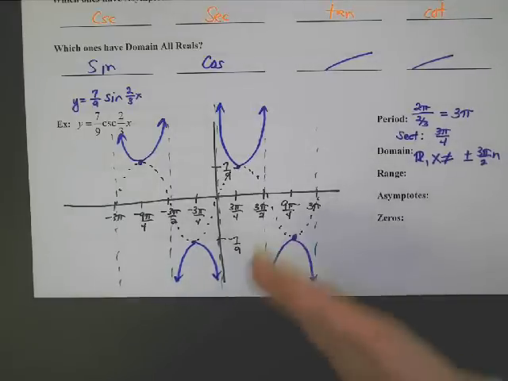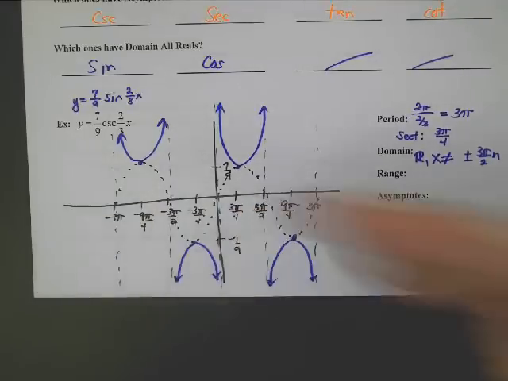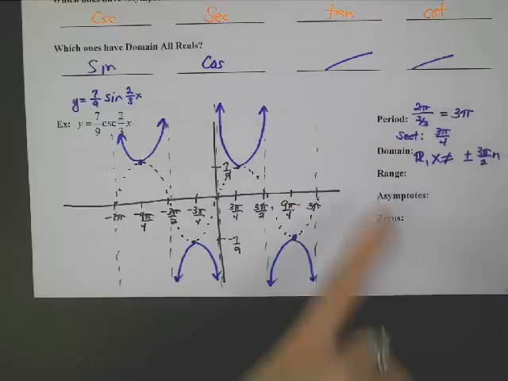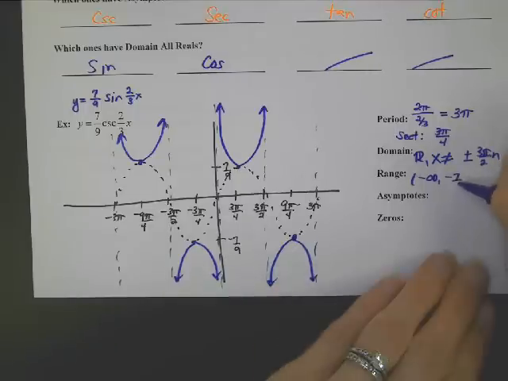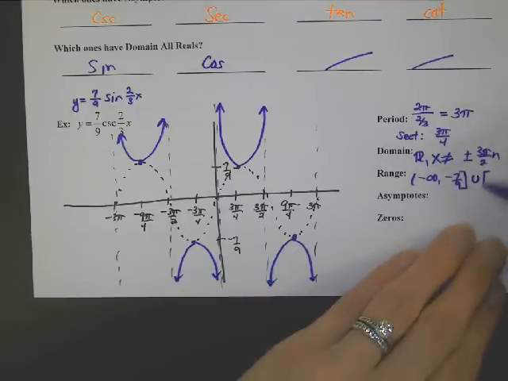The range, make sure you're looking at the blue cosecant. Everything else is dashed. That's not graph. The blue is the only graph. From negative infinity up to negative 7/9 bracket, and then continue 7/9 up to infinity.